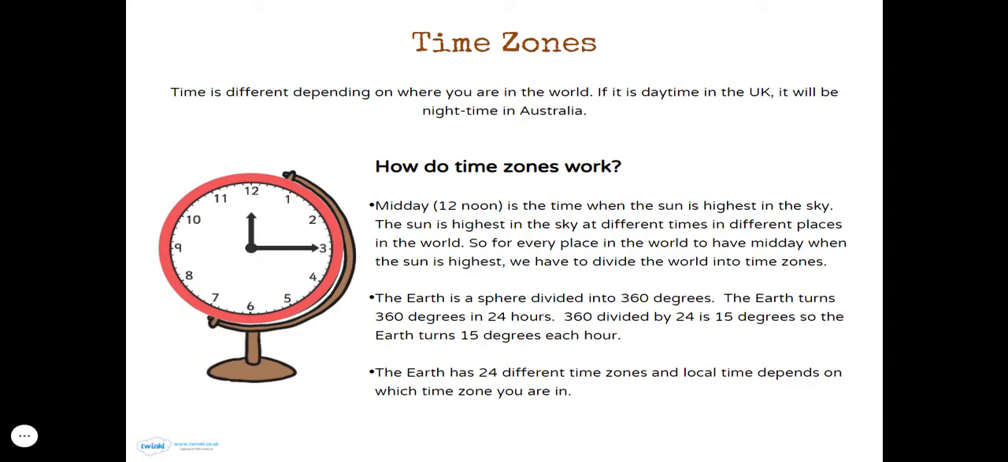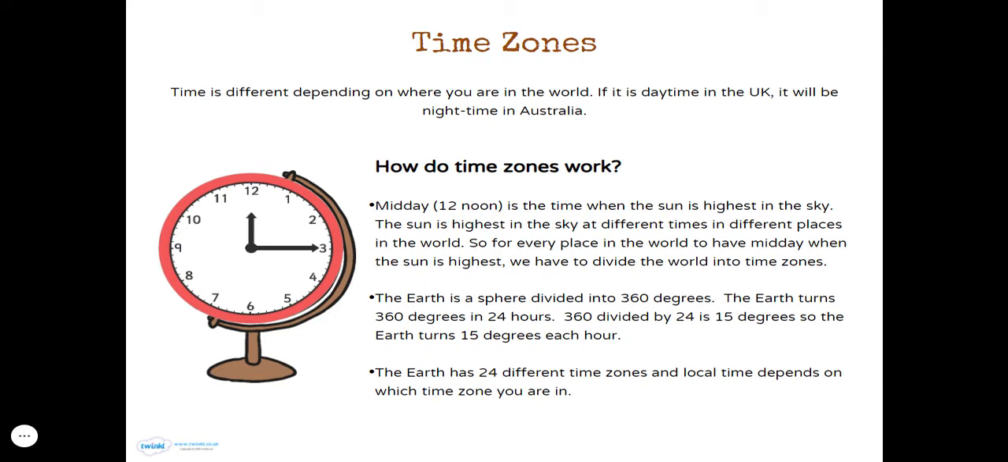So, time is different depending on where you are in the world. If it's daytime in the UK, it will be nighttime in Australia. And this is how it works. Midday, so 12 noon, is the time when the sun is highest up in the sky. The sun is highest in the sky at different times in different places in the world.